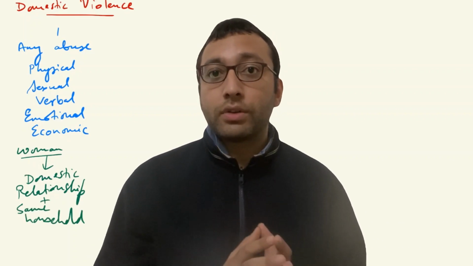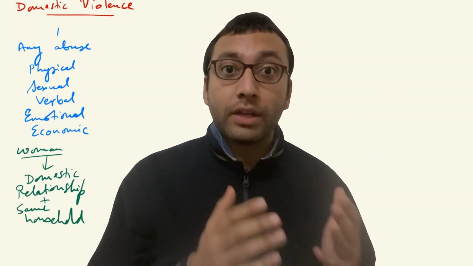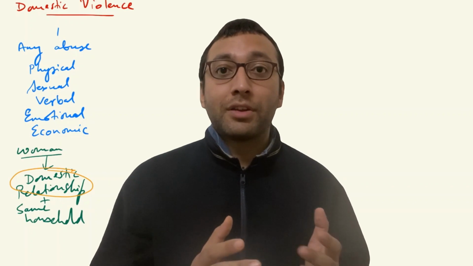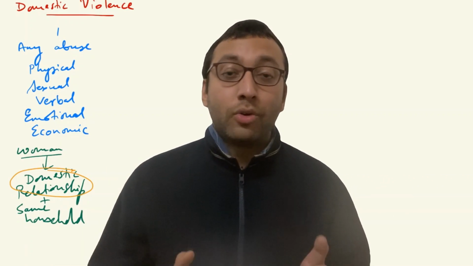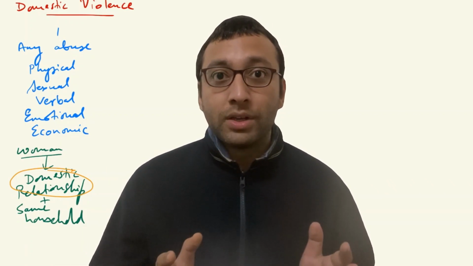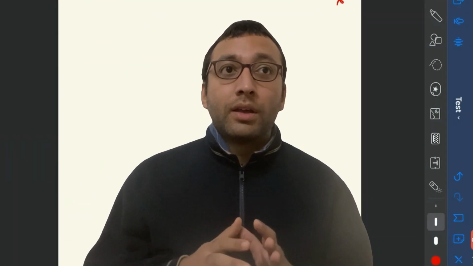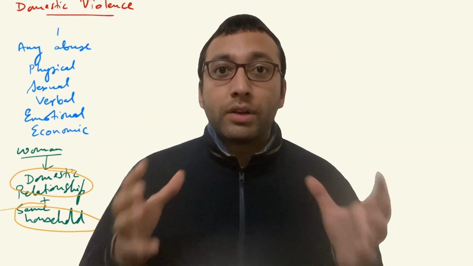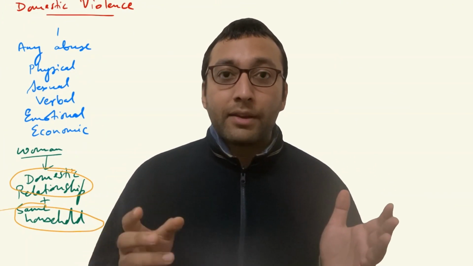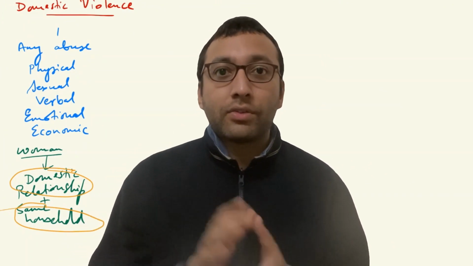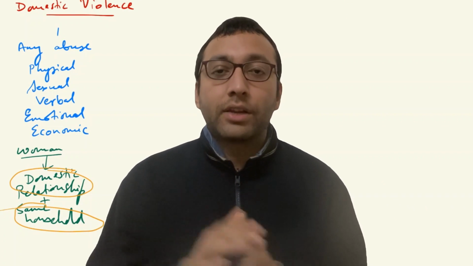Now, what is domestic relationship? Not just husband, but even in-laws. Not just in-laws, but even any member in the joint family, or even live-in relationships without marriage. And what is the same domestic household? Well, when the husband and wife are permanently staying together, not separate. And if they have the same kitchen, that is a good proof of the fact that they are staying together.